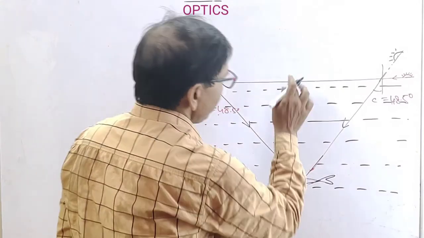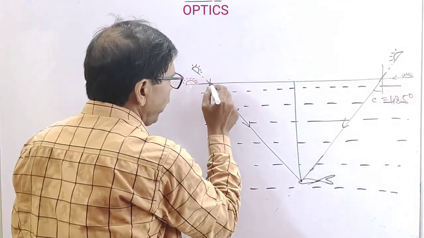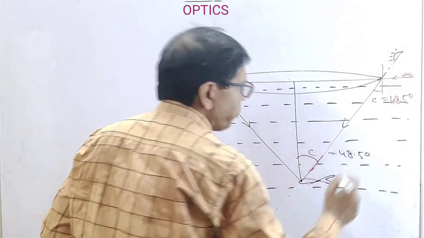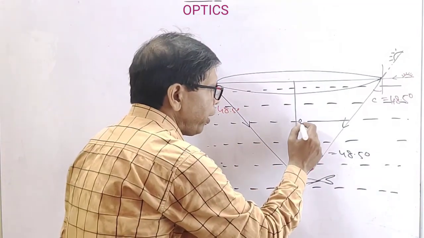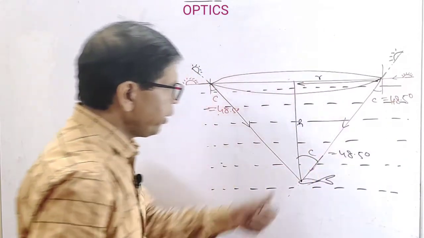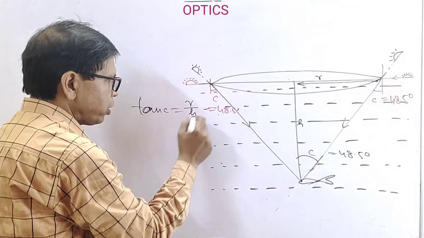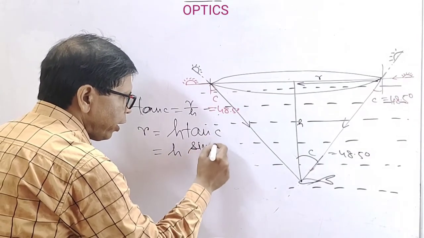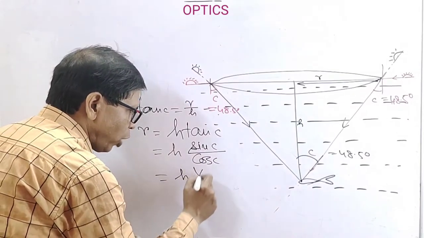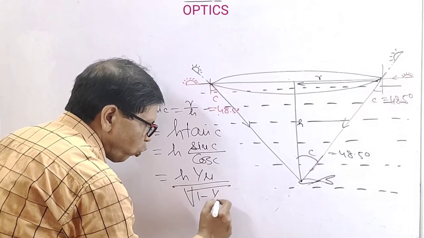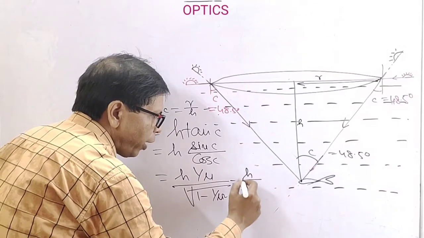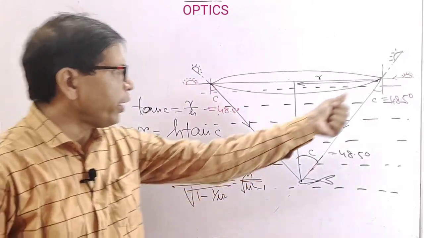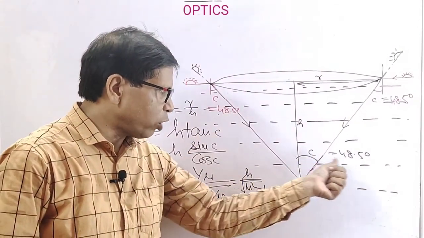So an aquatic animal sees the whole universe through an inverted cone having a semi-vertical angle C, equal to 48.5 degrees. If h is the height of the aquatic animal and r is the radius, then look at this, tan C is equal to r by h. So radius r equals h by tan C, which is h sin C divided by cos C. Now sin C is 1 by mu, and cos C is root of 1 minus 1 by mu square, so r is h divided by root of mu square minus 1. Okay, understood?